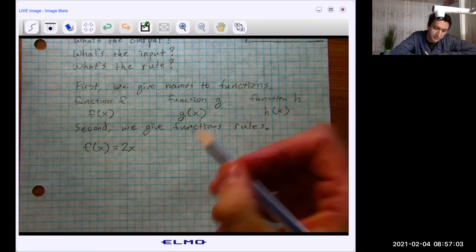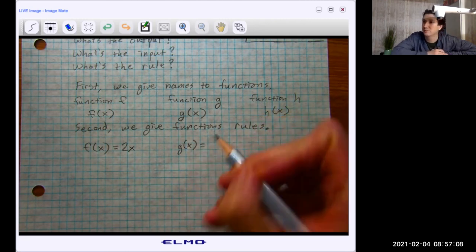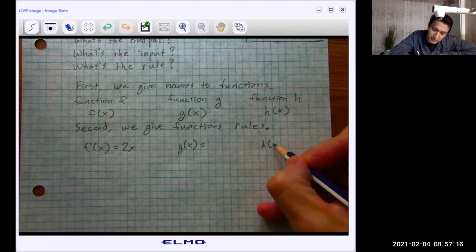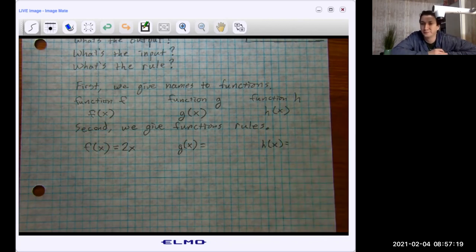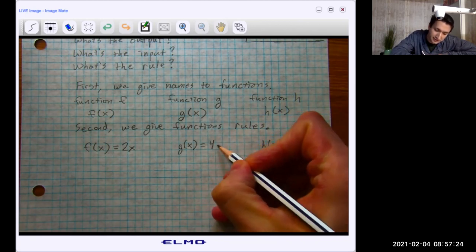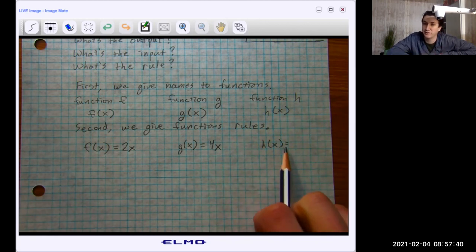Let's come up with one for function g. Actually, I'll let you guys do it. What rule do we want function g to follow? It can be anything. We're just making it up for our example. And also, what do we want function h to follow? We'll create another rule for him too. Okay, thanks, Jackson. Let's do that. Function g is going to be 4x. That's going to quadruple whatever you put into it.